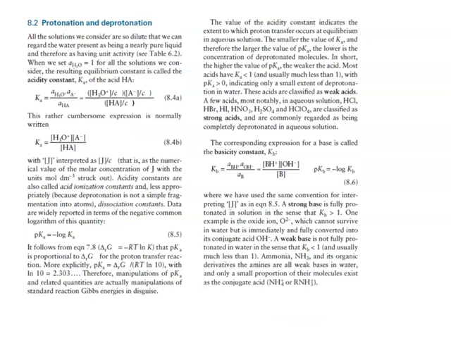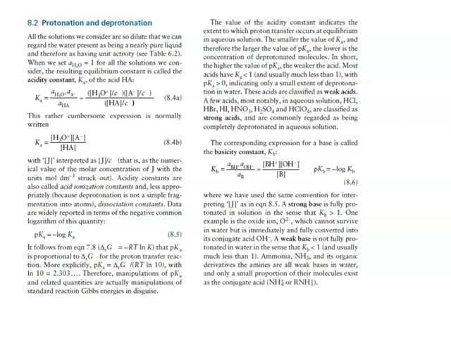Now, protonation and deprotonation. All the solutions we consider are so dilute that we can regard the water present as being nearly pure liquid, and therefore as having unit activity. When we set the activity of water to 1 for all solutions we consider, the resulting equilibrium constant is called the acidity constant, or Ka, of the acid. And under those circumstances, it falls out of the equation, which is standard for our consideration of acid-base equilibrium.